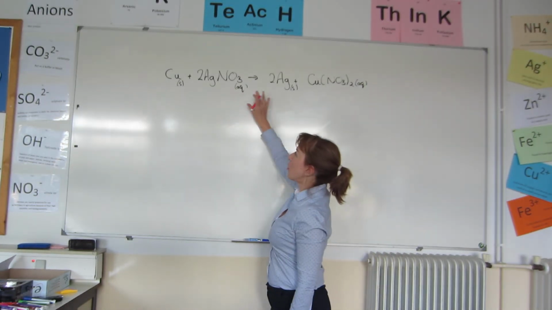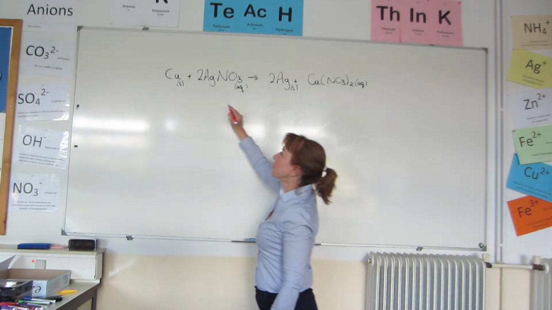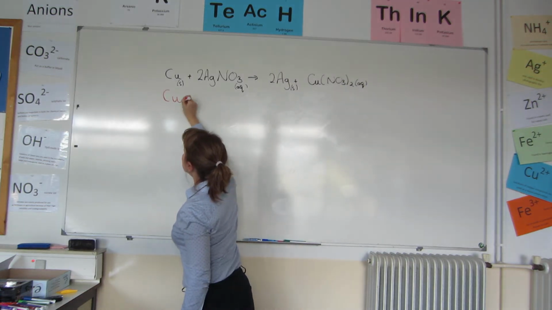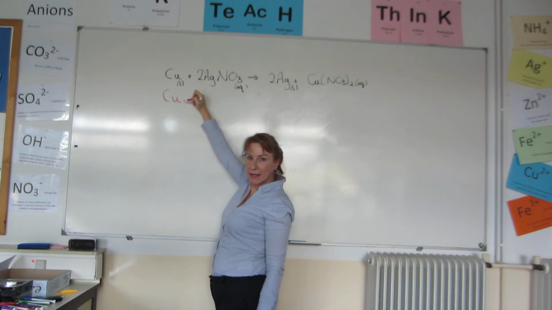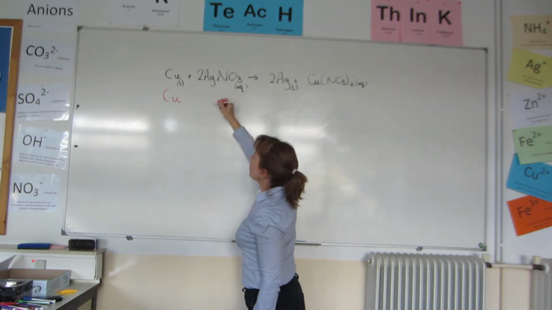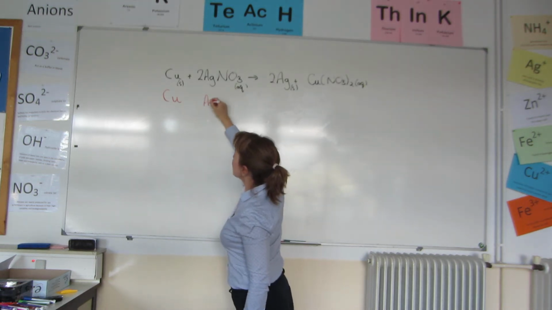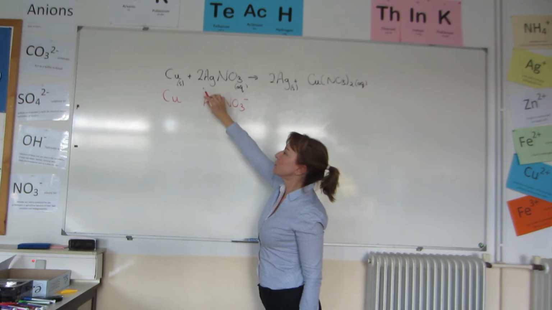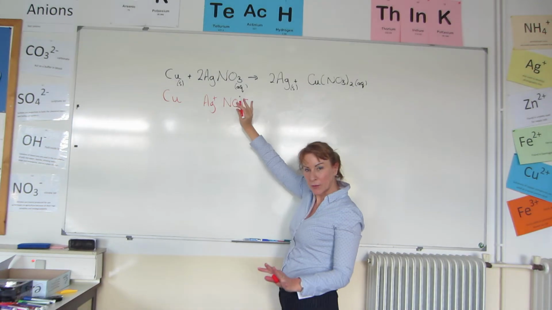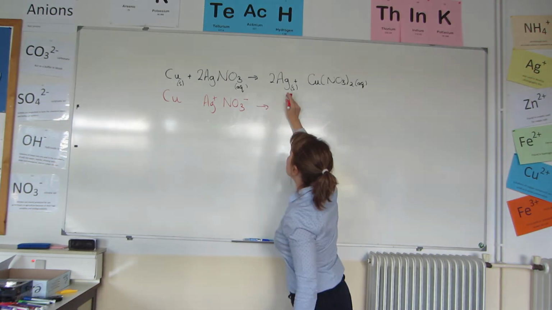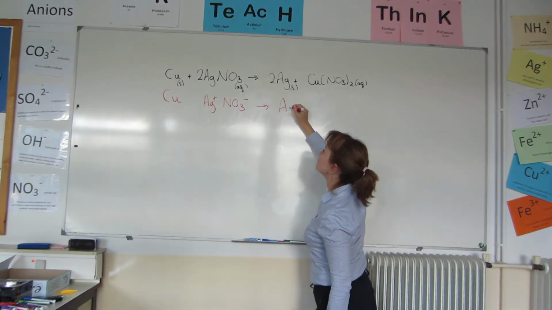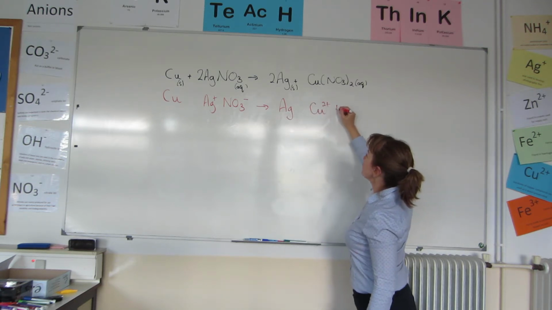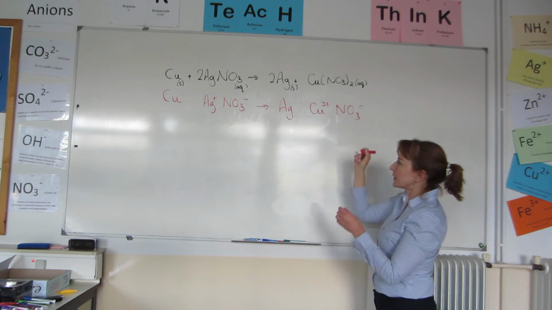So from our overall equation, we're going to write down the ionic equation. You should know how to do this. Copper, copper metal, okay, silver nitrate, an ionic compound, so made up of these ions. You don't need to put the 2 in there at the moment until we come to the overall equation. Silver metal, copper nitrate, ionic compound, made up of these ions.